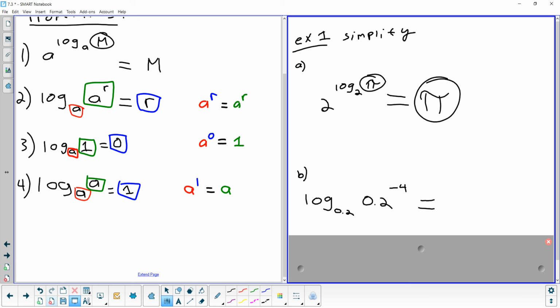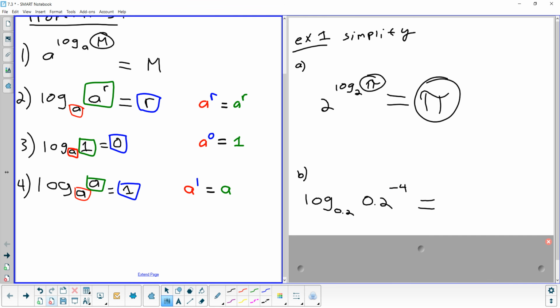Okay, which property does that one look like? Yep, Vivian? Second one. Yeah, that's the second one. Properties 2, 3, and 4 all start with the word log. So this starts with the word log, so we know it's one of those. And the base on the log and the base on the argument are the same. So in this case, the A is 0.2. So Mateo, what do you think that is going to come out to?